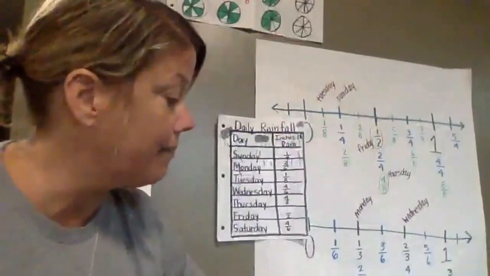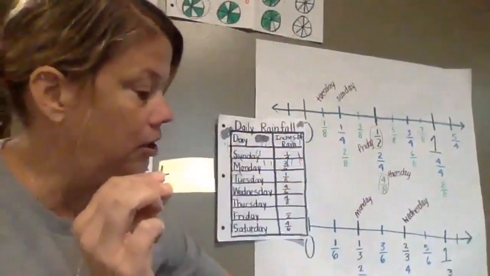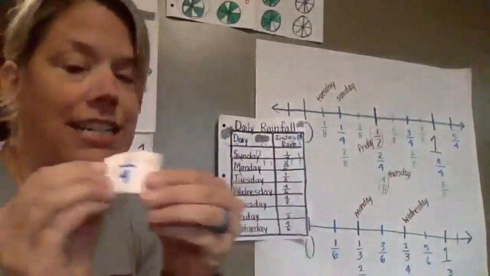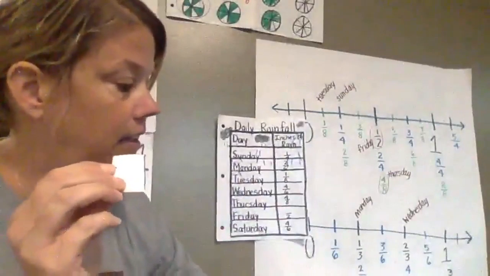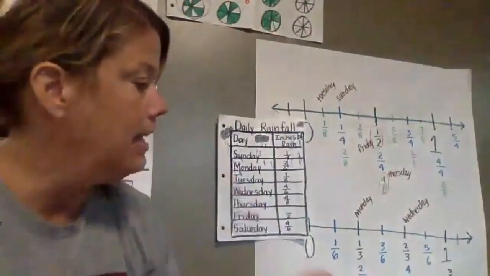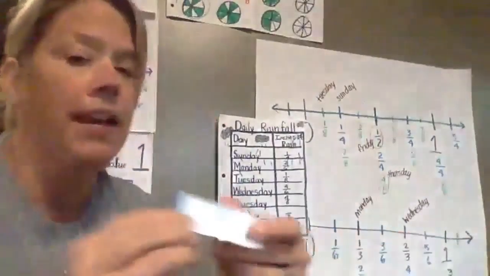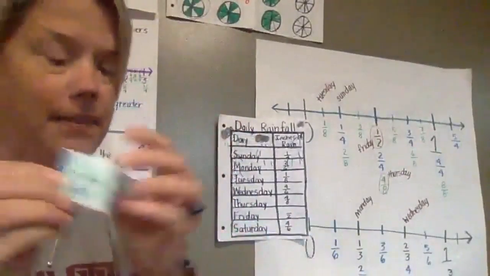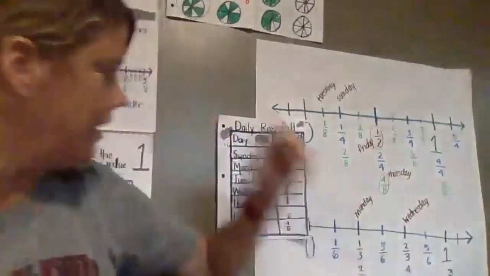Because if you take a half and partition it in half, you get a fourth. If you take a fourth and partition it in half, you get 1/8, which has the same area. Same as 1/3. If you have 1/3 and partition it in half, you get 1/6. Okay? We've done that a lot.